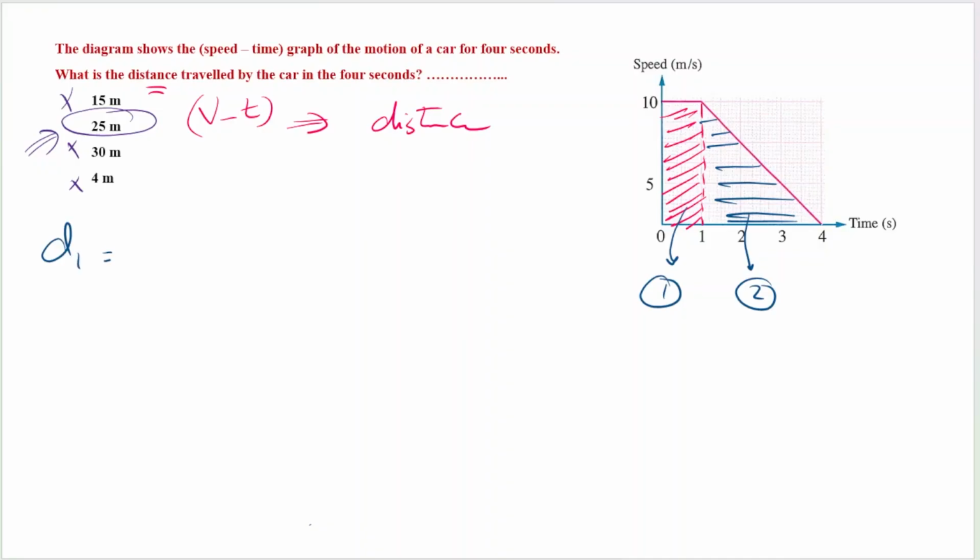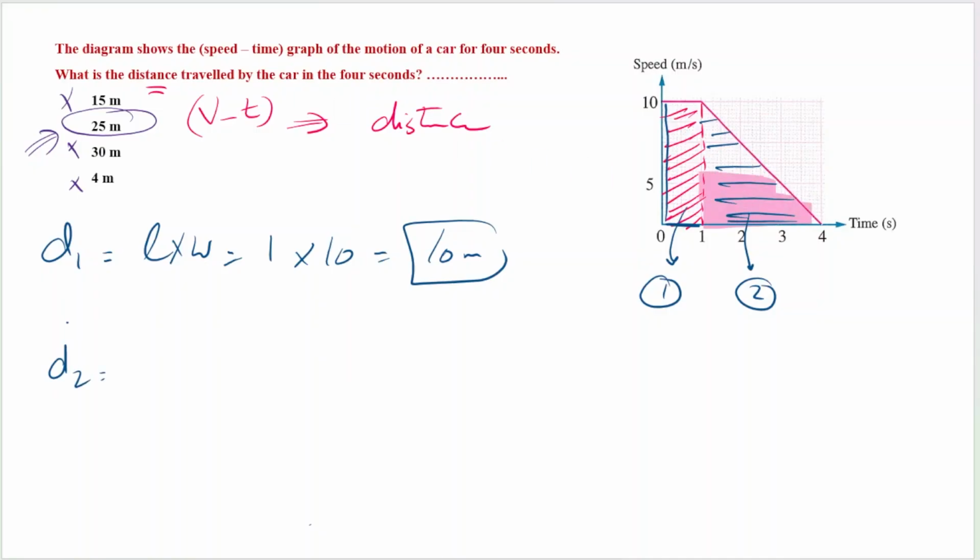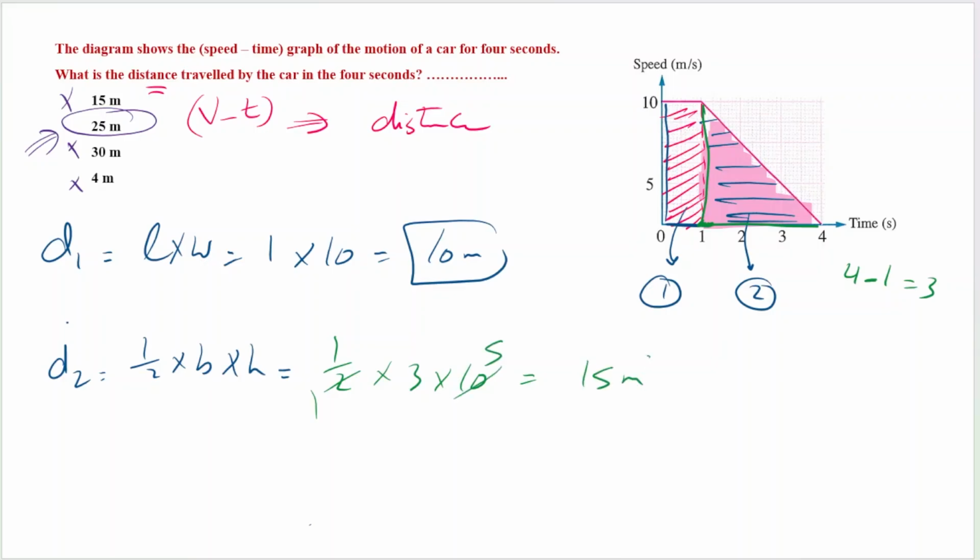So the total distance covered during 1 is equal to the length times width. The length is 0 to 1, it's 1. The width is 0 to 10, it's 10, so it's 10 meters. The second distance is equal to the area of this shape. This shape is a triangle, so its formula is half times base times height. So half times the base, it extends from 1 to 4, so its length is 4 minus 1, which is 3, times the height, it extends from 0 to 10. So it will be 15 meters.